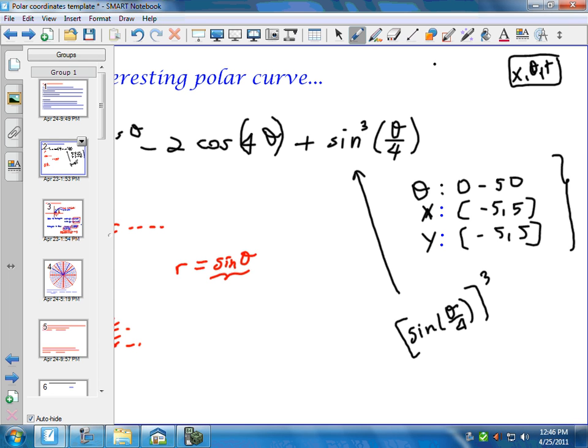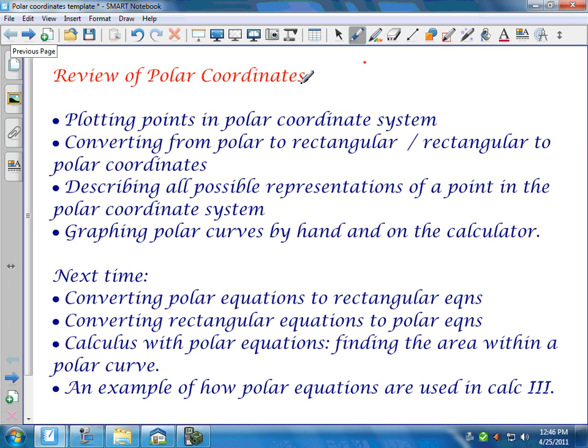Okay, so what are we going to do with polar coordinates? What types of things can we do with them? Basically today, and there is no next time, so today we're just going to abbreviate both of these topics. We're going to talk a little bit about plotting points in polar coordinates, doing some conversions from polar to rectangular coordinates, and again, talking about points in polar coordinates. We already talked a little bit about how to graph things on the calculator, and a little bit more about conversions, how do you convert polar equations this time into rectangular and vice versa. But the most important part we want to get to is really this part, calculus with polar equations, that is finding area within a polar curve.